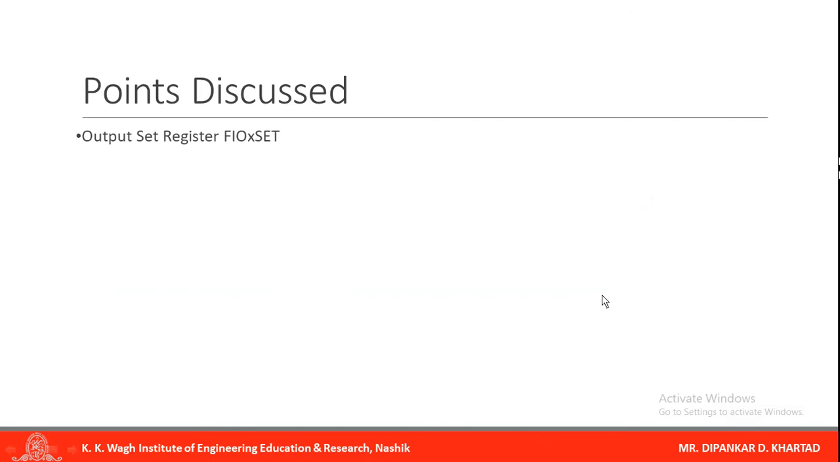Points discussed: we have discussed the output set register, FIO set syntax, in two ways, the simpler way and the normal way, and again the output clear register, and last is the pin value register. So let's move on to the next video.